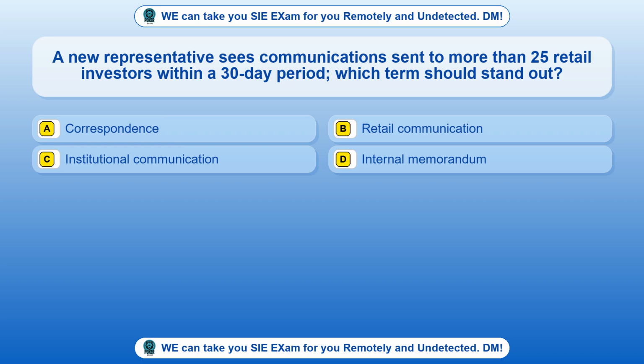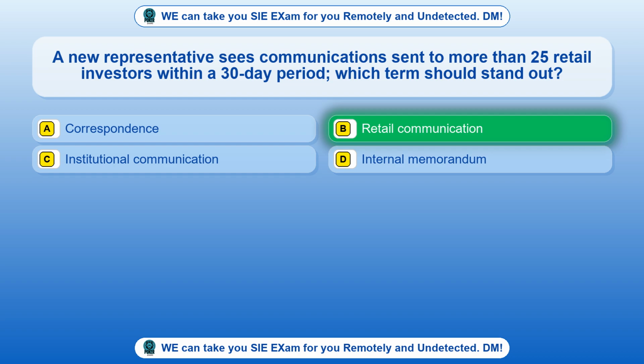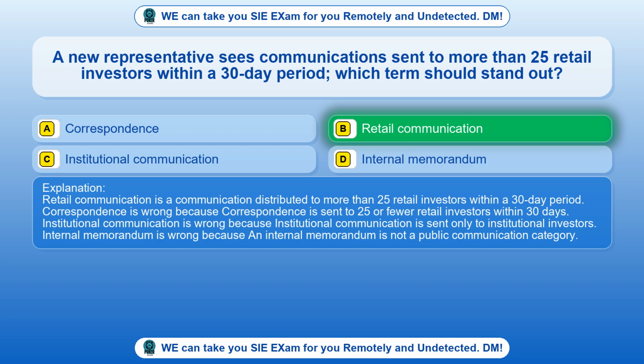Question 38. A new representative sees communications sent to more than 25 retail investors within a 30-day period. Which term should stand out? Option A, correspondence. Option B, retail communication. Option C, institutional communication. Option D, internal memorandum. The correct answer is option B, retail communication. Retail communication is a communication distributed to more than 25 retail investors within a 30-day period.